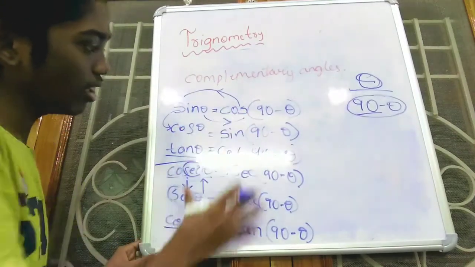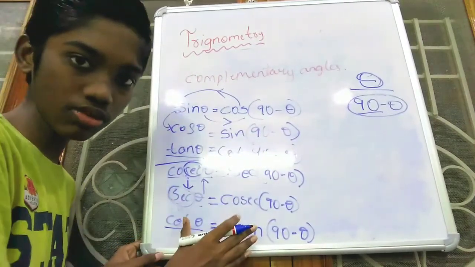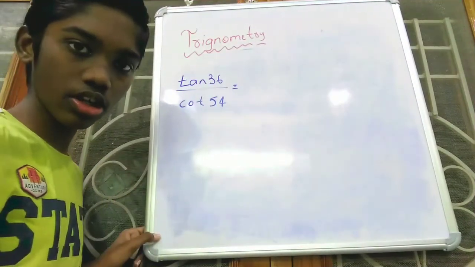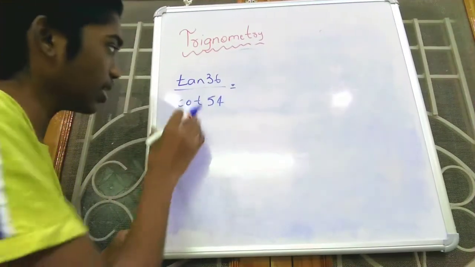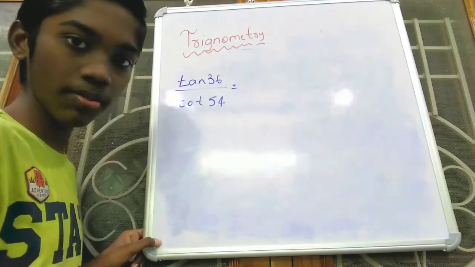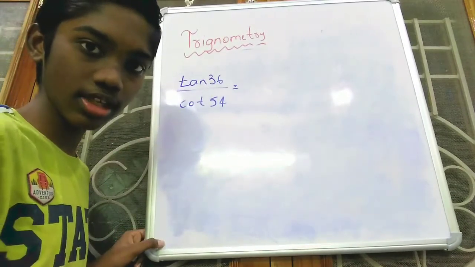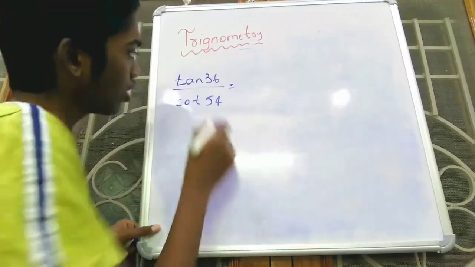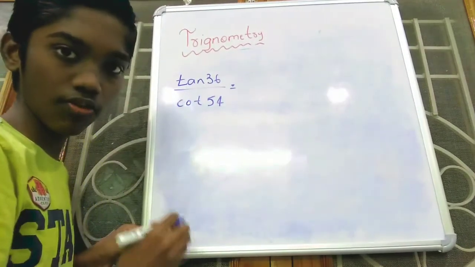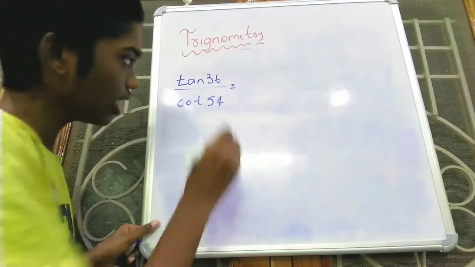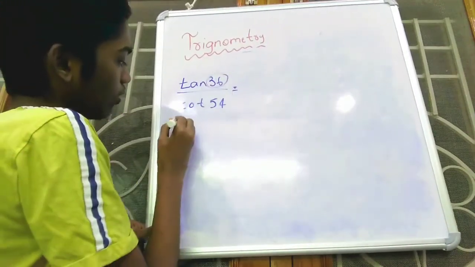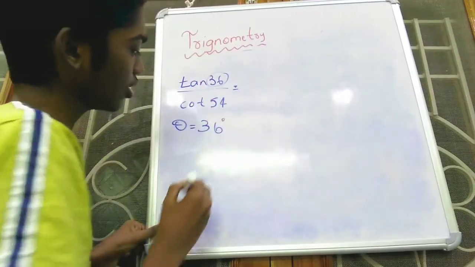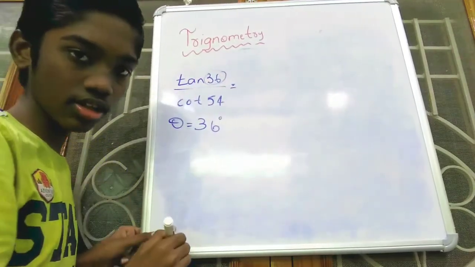These are the complementary angle formulas. Now based on these formulas, let us check the problems. Tan 36 by cot 54. You may get so much confused by seeing this problem. But if you remember the formulas of complementary angles I had said you before, then you can easily solve this problem. Tan 36. Formula of tan theta. Here we have to assume theta equal to 36 degrees.